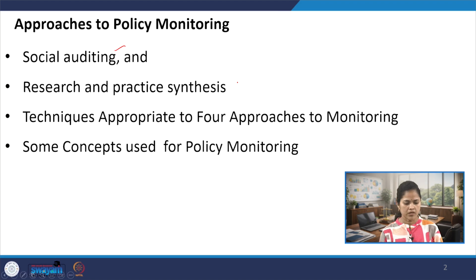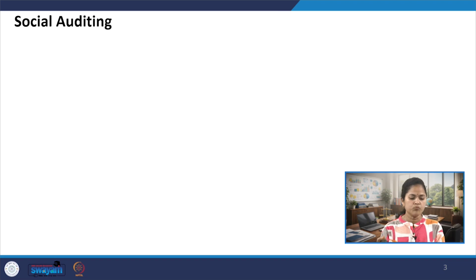Along with this, we'll also be discussing some of the core concepts that we use for policy monitoring, along with the techniques appropriate for these four approaches used for monitoring. Given this outline, now we can move to discuss what is social auditing.